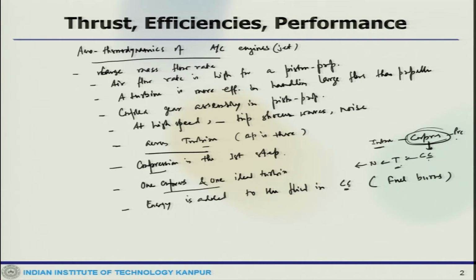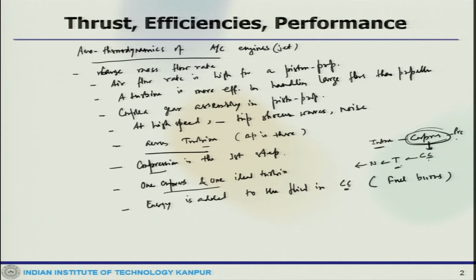So, due to this added energy, the hot gases which are expanded in the turbine produce the power, and that provides the useful output.